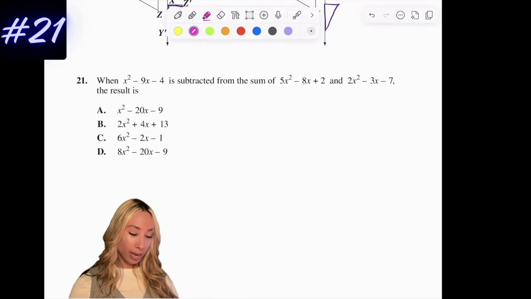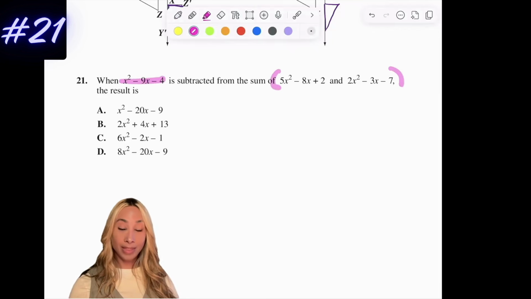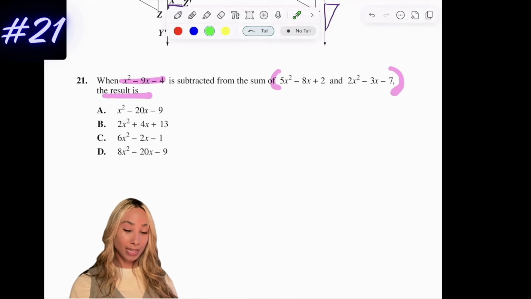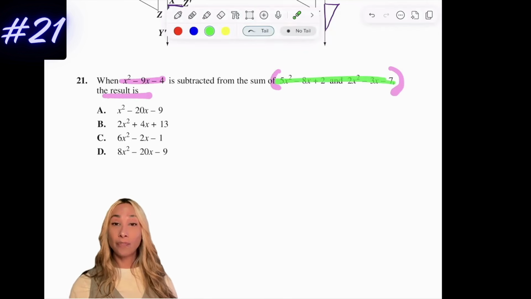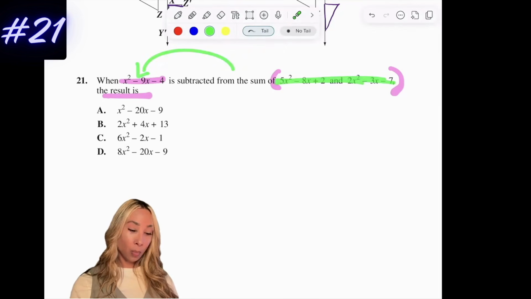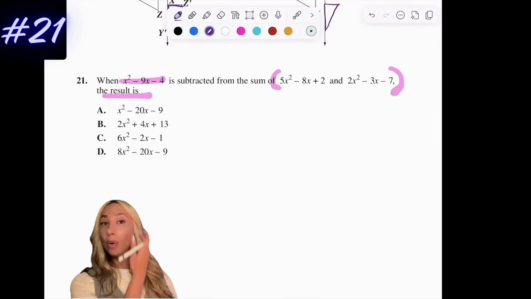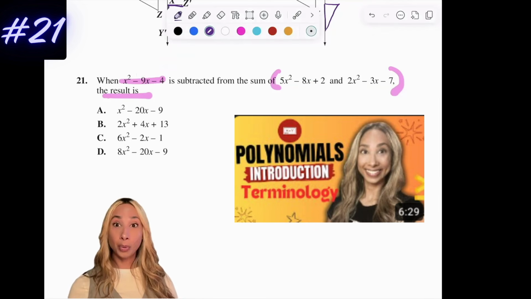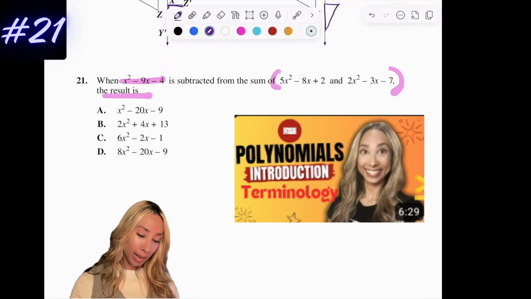They said when this is subtracted from the sum of this, what is the result? So they worded that really tricky. So we have to keep in mind, we have to add this up together first and then subtract it from this. So when I'm adding polynomials, I do have a whole video series on polynomials, but of course I'm gonna go through it here with you. I'm gonna add them up together.